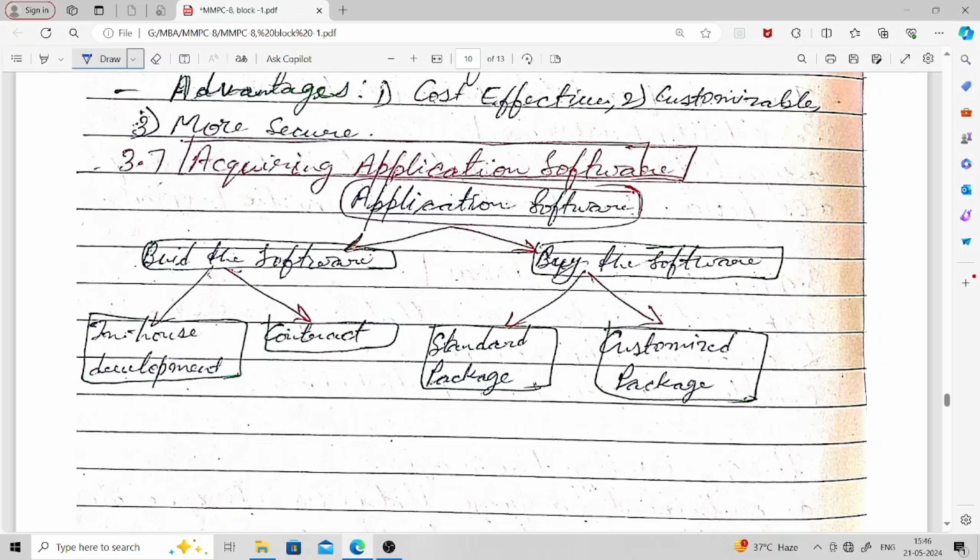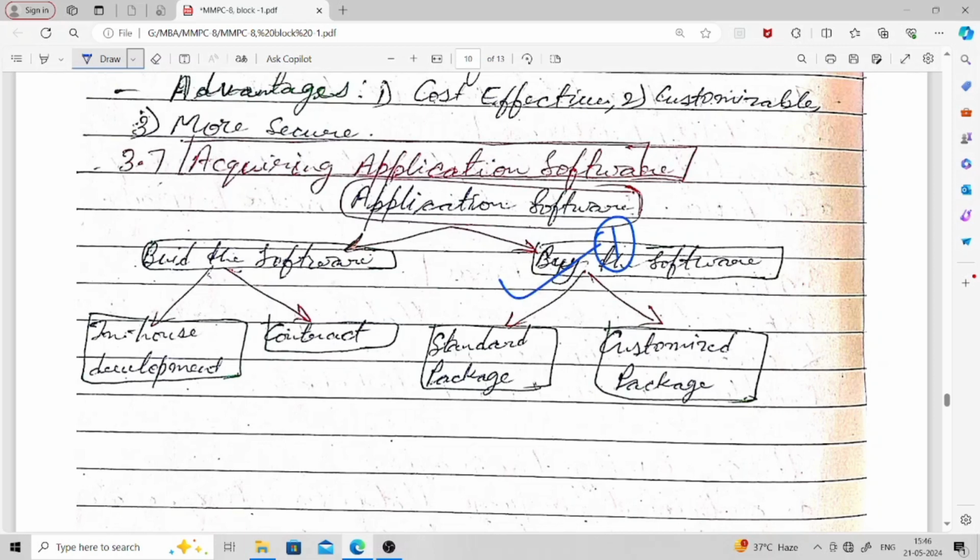According to your requirement, you can tell the software company, and then they can modify the software, and you get it according to your need. So that is the first kind, that is, buy the software.